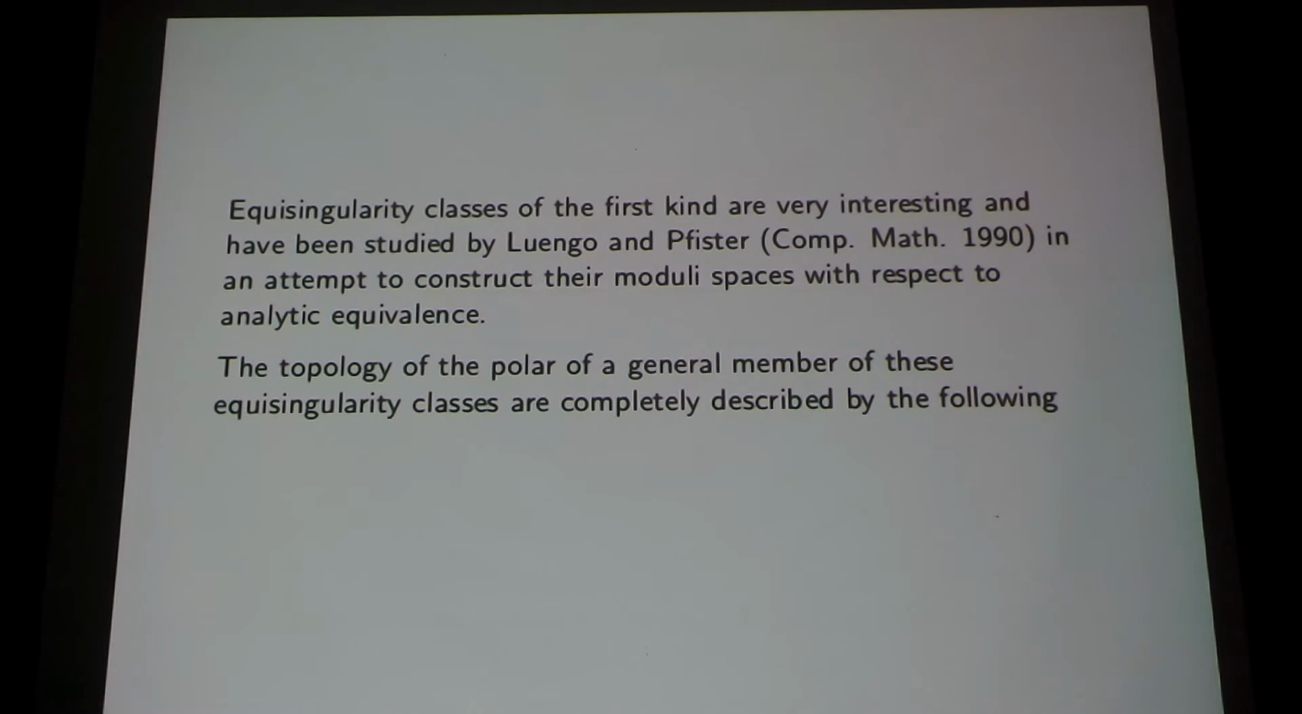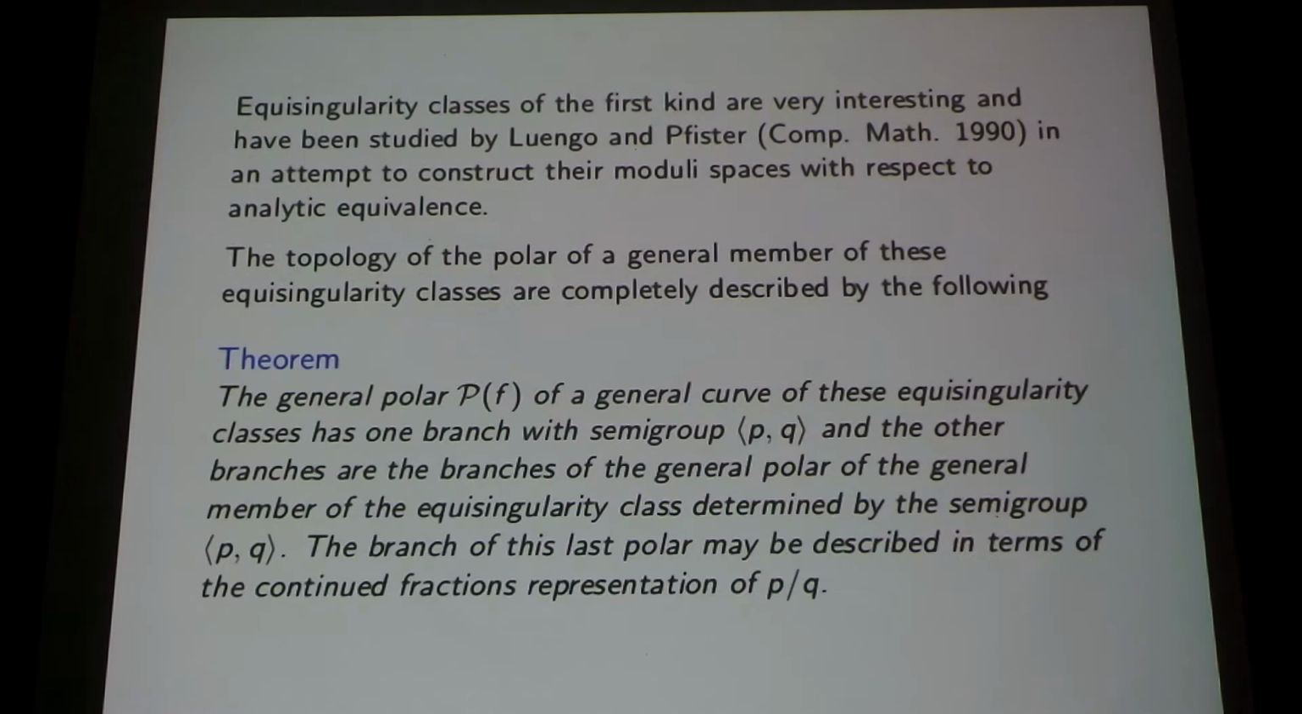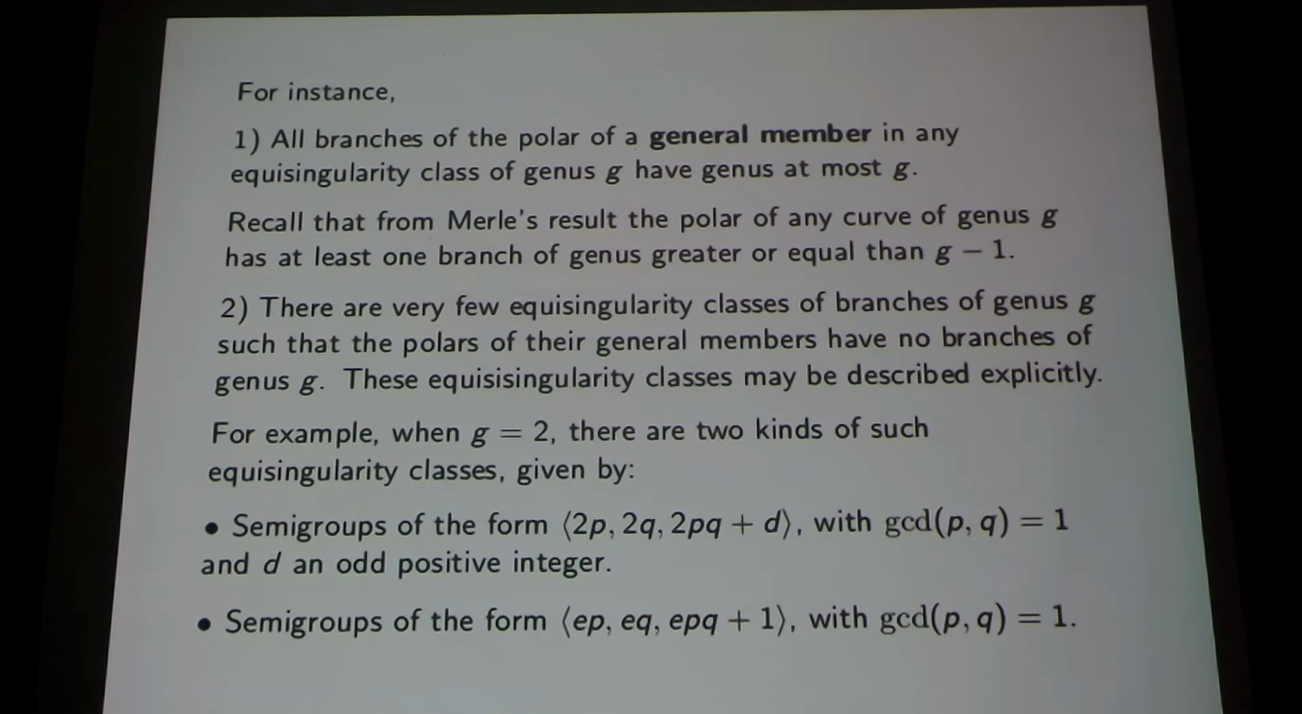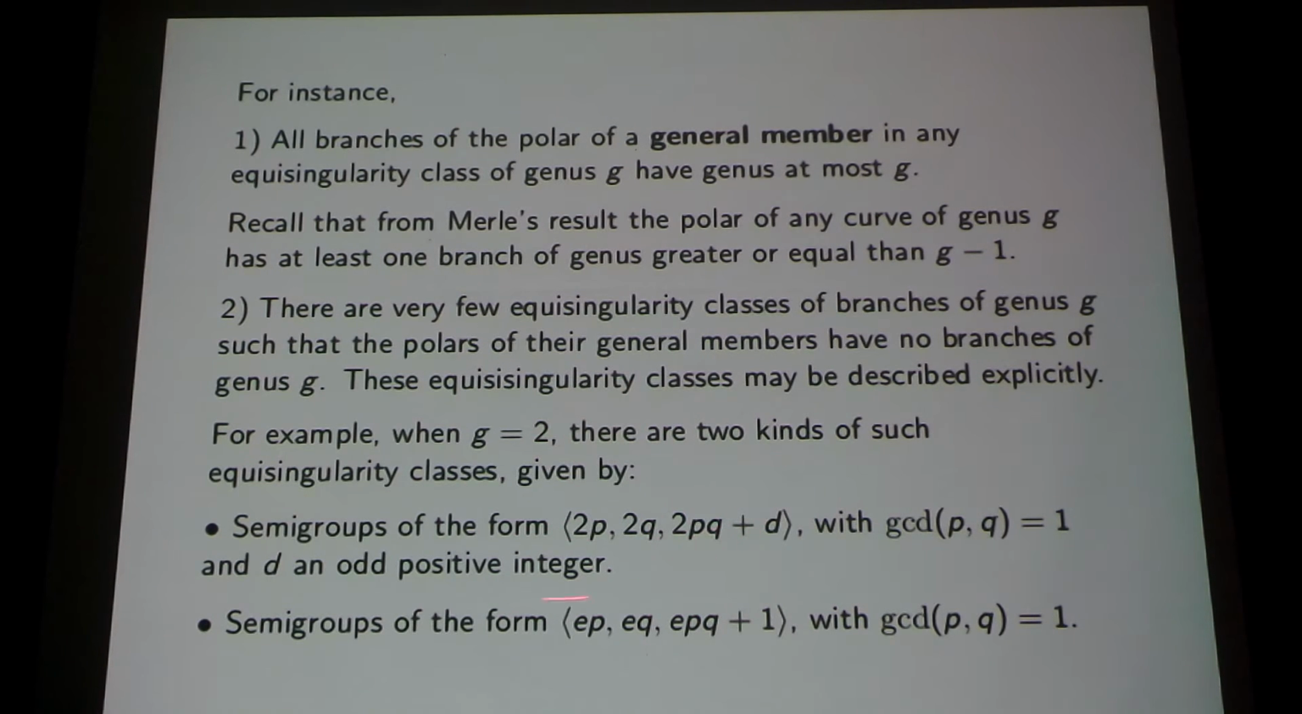The topology of the polar of a general member of these equisingularity classes is completely described by the following. Here, the general polar P_F of a general curve, you see this is just for the general member of the equisingularity class, has one branch with semigroup (P, Q), which is part of the truncation of the semigroup of genus 1. So we have to take off the GCD of two numbers, which is 2.